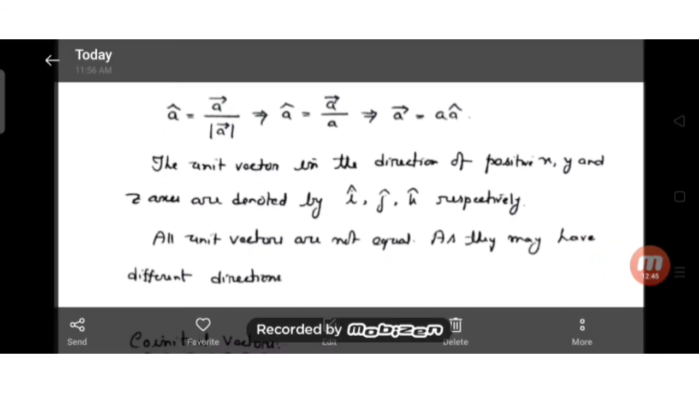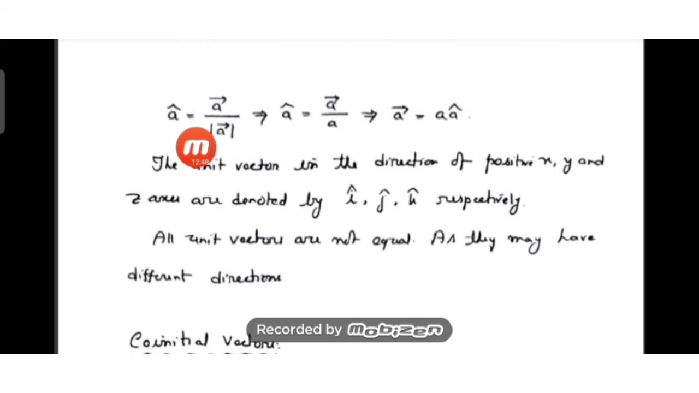A cap, if we have to find out its value, we can find it by using A bar divided by magnitude of A. We'll discuss it later.